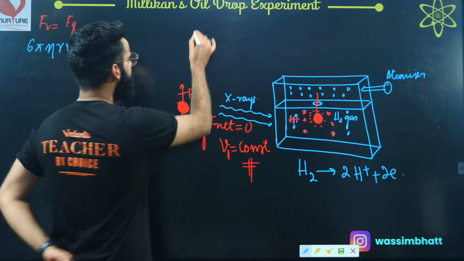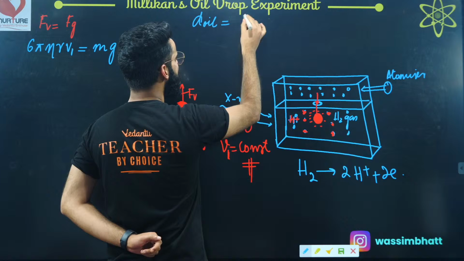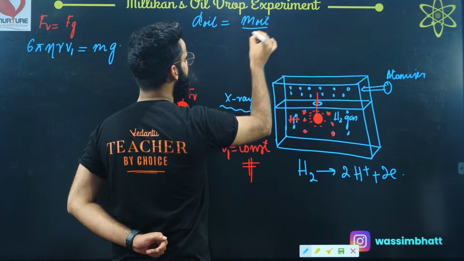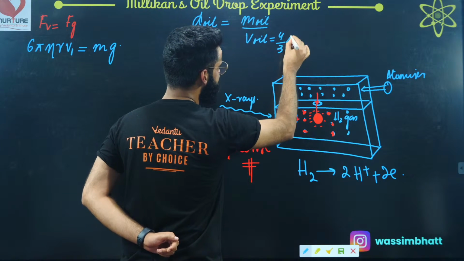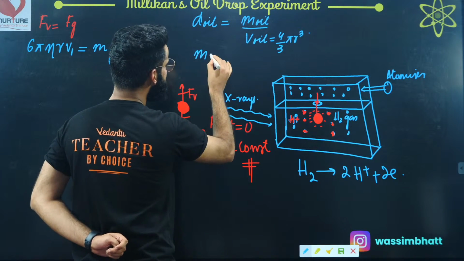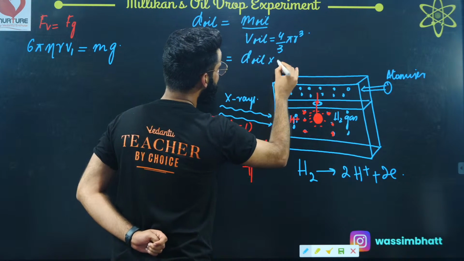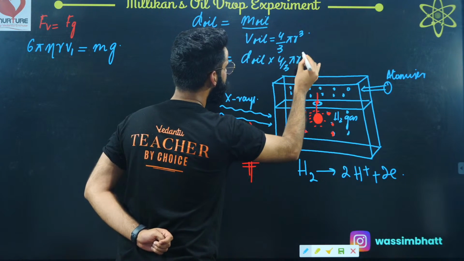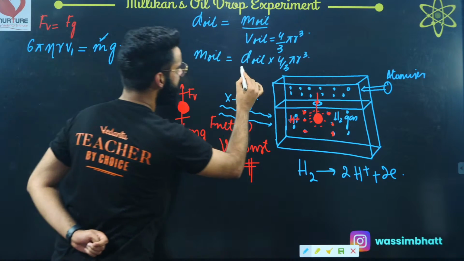If I ask you, what is going to be the density of the oil droplet? Can I say the density of the oil droplet will be equal to the mass of the oil droplet divided by the volume of the oil droplet? What is the volume of the oil droplet? Since the oil droplet is spherical in shape, it's going to be 4 by 3 pi r cube. So from here, can I calculate the mass of the oil droplet? Absolutely. It's going to be the density of the oil droplet multiplied by 4 by 3 pi r cube. So in this equation, instead of m, I'll be writing this whole thing.